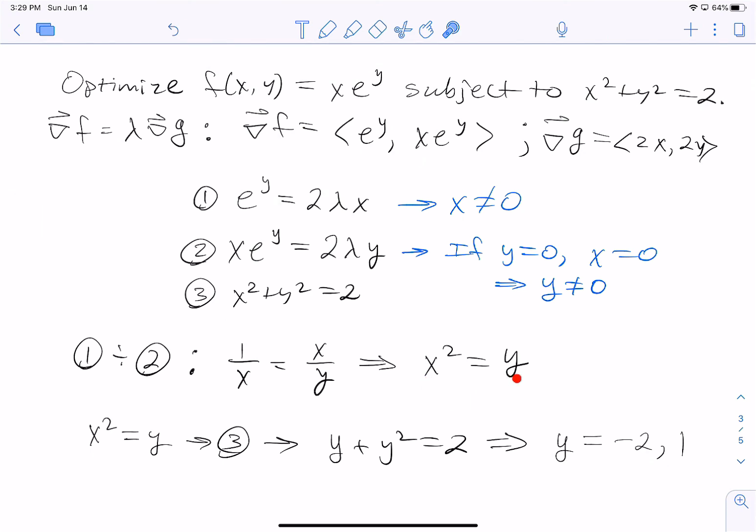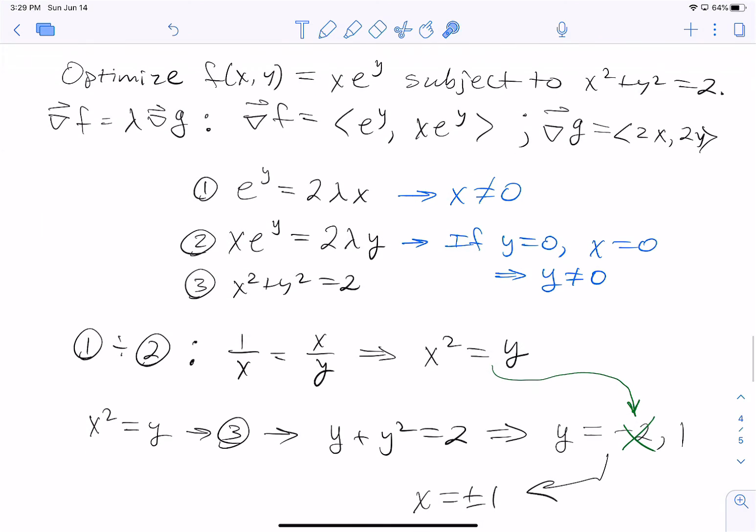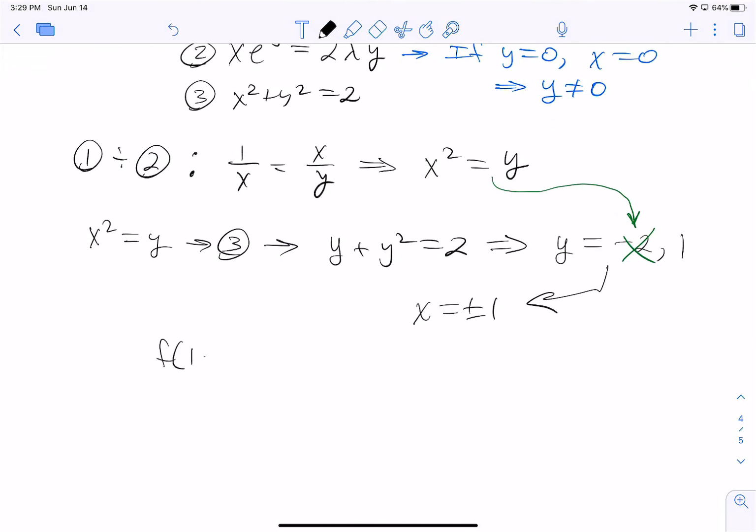We had already decided that x squared was equal to y, which means y is equal to the square of a number, which means that y cannot be negative 2. Since y is equal to 1 and y is equal to x squared, we have that x is equal to plus or minus 1. Going back to the original function that we are optimizing, f(x, y) = x e to the y, we can see that f(1, 1) is equal to e, and f(-1, 1) is equal to negative e. E will then be the maximum, and negative e will be the minimum.